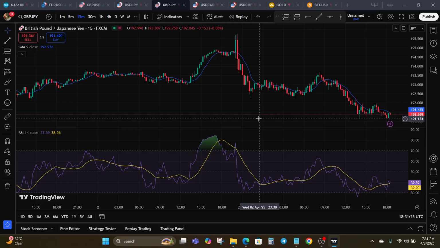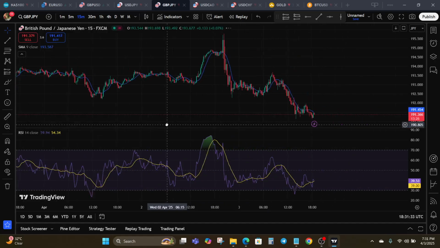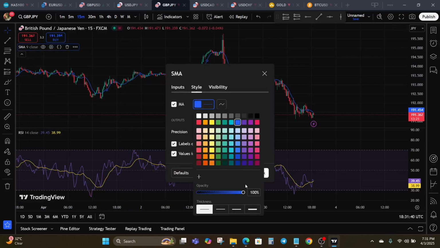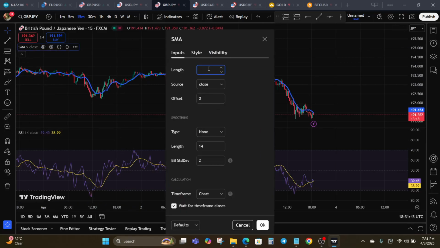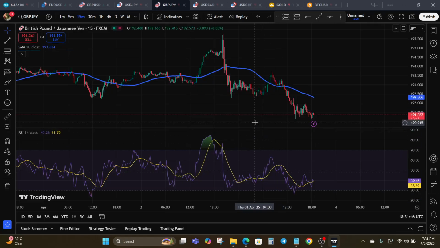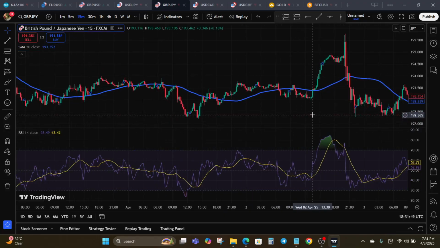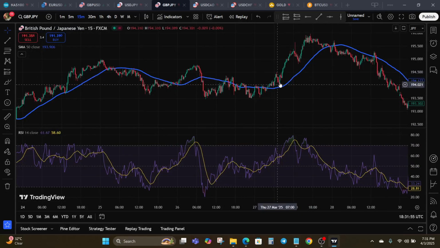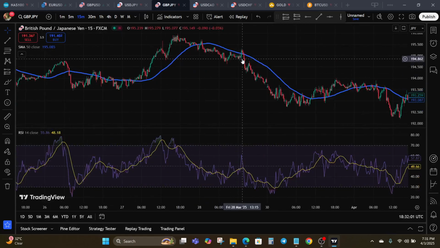All right. Now let us just break it down step by step so you can apply this strategy in your own trading. The first step is to identify the market trend. Let us use the 50 SMA. The 50 SMA will be used to determine the trend. If the price is above the 50 SMA, we are in an uptrend and we'll be looking for buy opportunities. But if the price is below the 50 SMA, we are in a downtrend and we'll be looking for sell opportunities. This ensures that we only take trades in the direction of the larger trend.